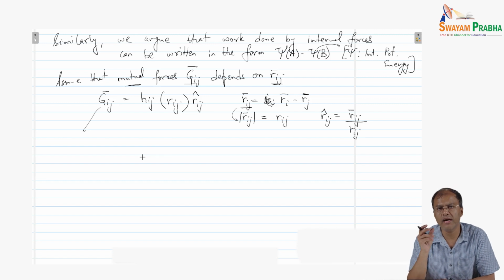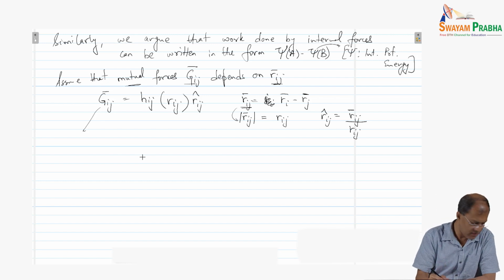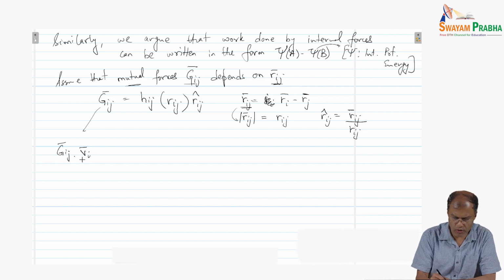So we will have an integral of the form Gij dot Vj, right? So let us see those types of integrands to begin with. So we have Gij dot Vi, right? And this is now, notice, let us look at two terms together.